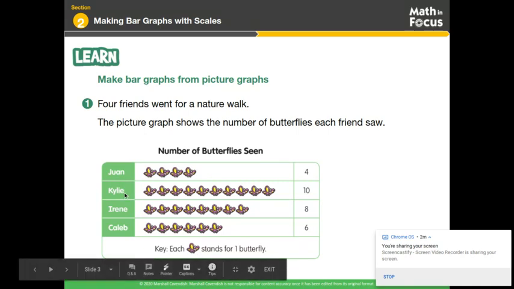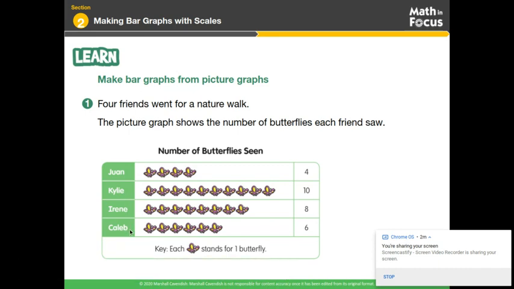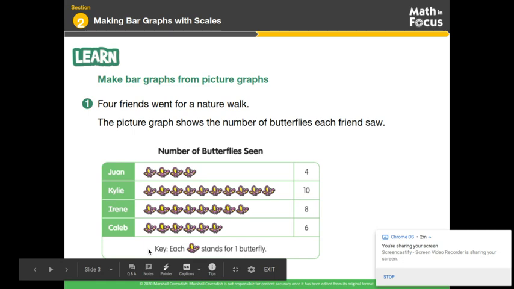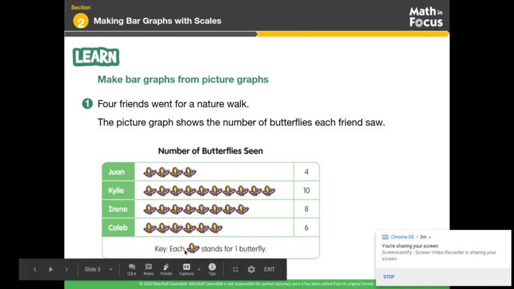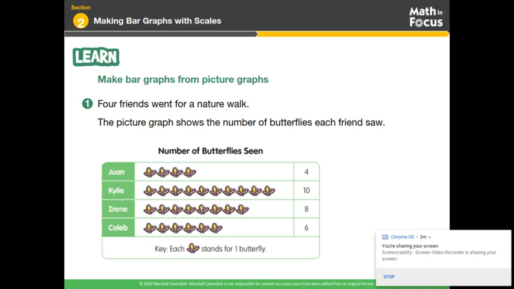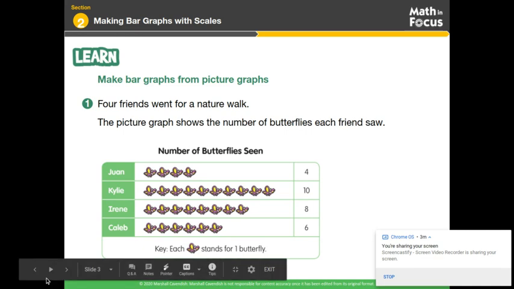Juan, Kylie, Irene, and Caleb are the 4 friends that went for a nature walk. The key is really important to pay attention to in a picture graph. The key helps us understand the data, and this key tells us that each picture of a butterfly stands for 1 butterfly. So we can see that Juan saw 4 butterflies on the nature walk, Kylie saw 10, Irene saw 8, and Caleb saw 6.